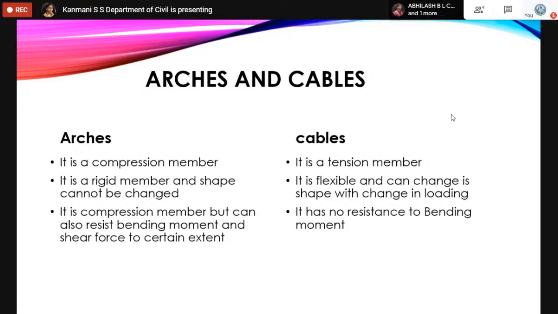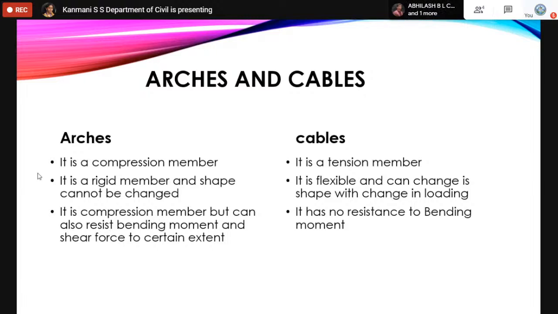So cables resist the load by tension, they never take bending moment, and they can be molded to any kind of shape based on the loading. The way you apply the load, it will change its configuration, and it has no resistance to bending. Whereas the arch is entirely different. If a cable takes the load by tension, an arch will take the load by compression.